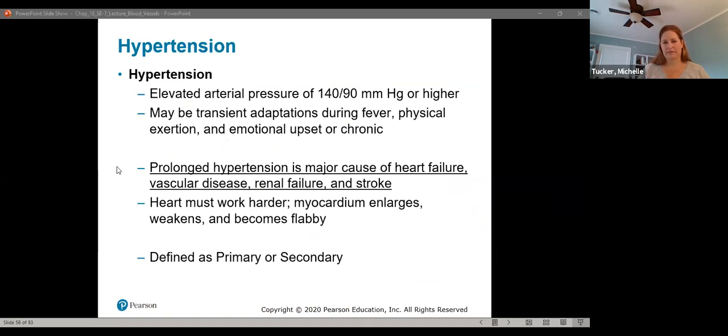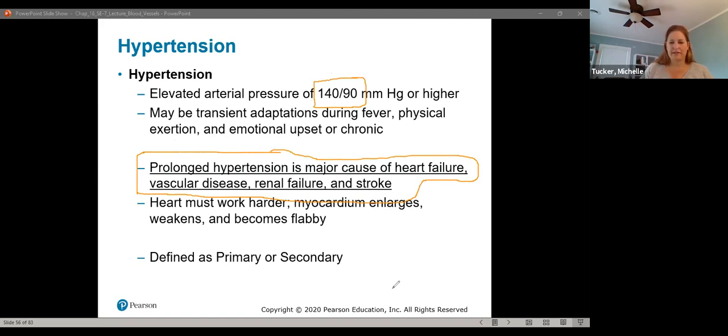We've got 3 slides left to finish off 18.8. It's just hypertension and hypotension. So hypertension is an elevated blood pressure, and we're always worried about chronic hypertension. We're usually not so worried about transient hypertension. But the value is 140/90. It can be transient during fever, getting sick, being upset. But what we're really concerned with is prolonged hypertension, because prolonged hypertension is one of the major causes of heart failure, vascular disease, renal failure, and stroke.